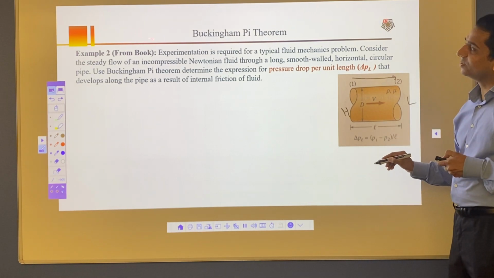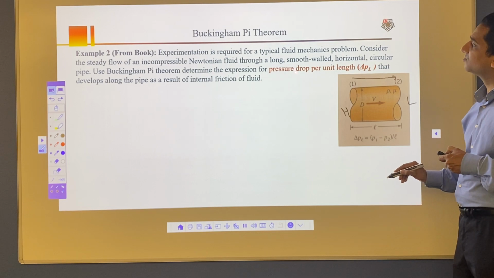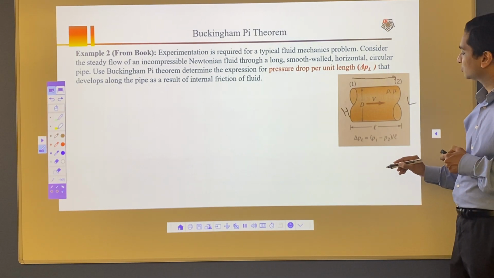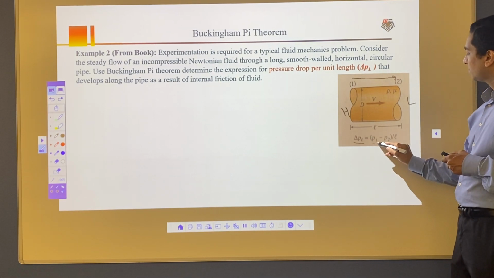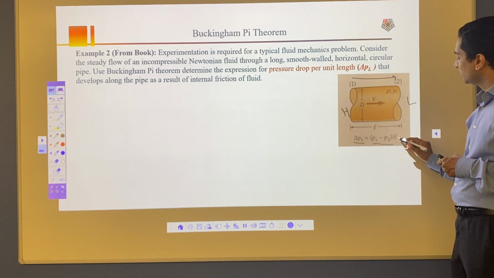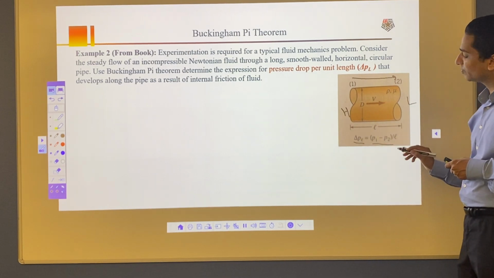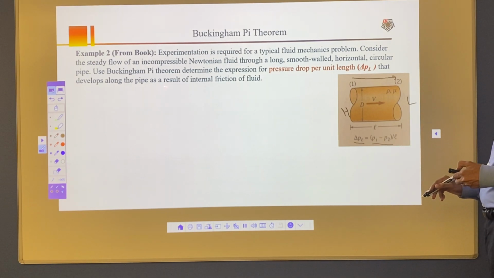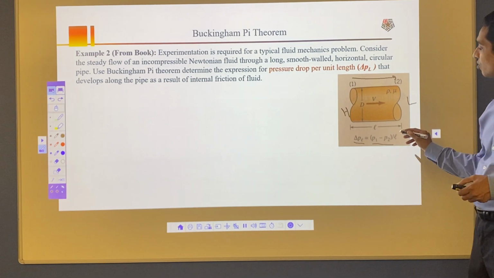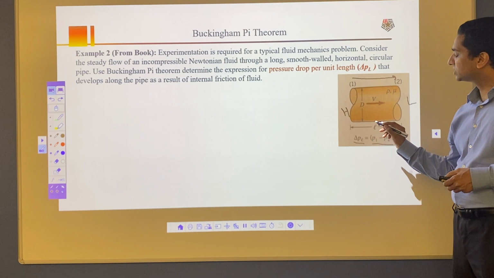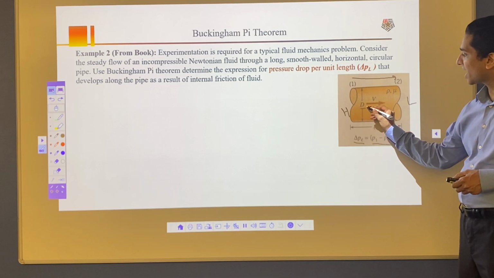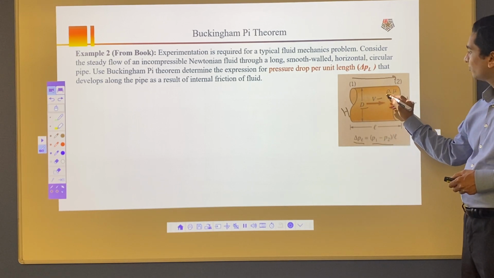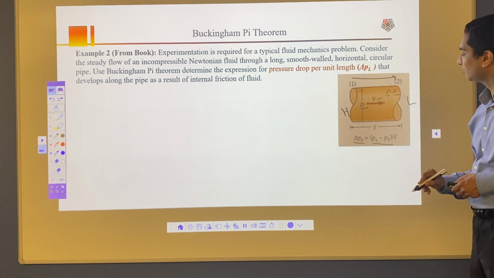What we want to do is determine the expression for pressure drop per unit length. That's your pressure drop per unit length, P1 minus P2 divided by L. Per unit length means per meter or per foot. And we want to determine pi terms by using the Buckingham pi theorem. So here we have 4 variables inside this problem: diameter, velocity, density, and viscosity of the fluid.